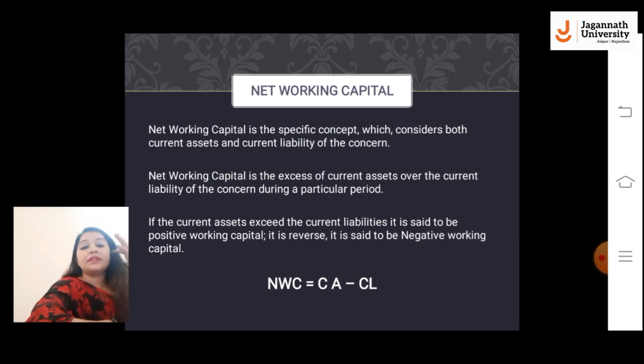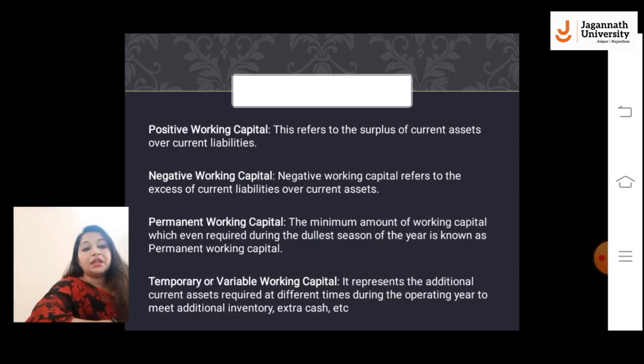Positive working capital is if the current asset exceeds the current liability, it is positive working capital, and if the current liability exceeds the current asset, that is negative working capital. It means positive working capital is surplus of current asset over current liability, and negative working capital refers to excess of current liability over current asset.